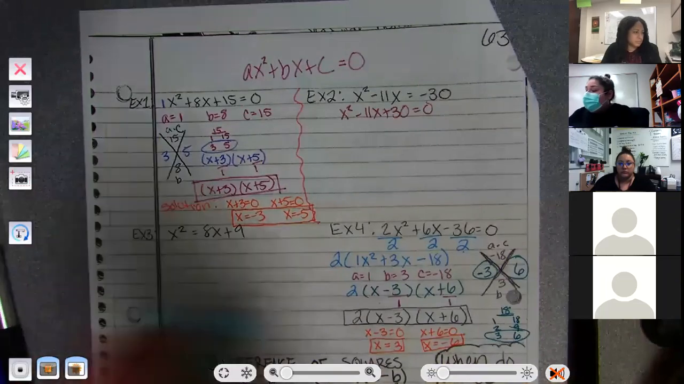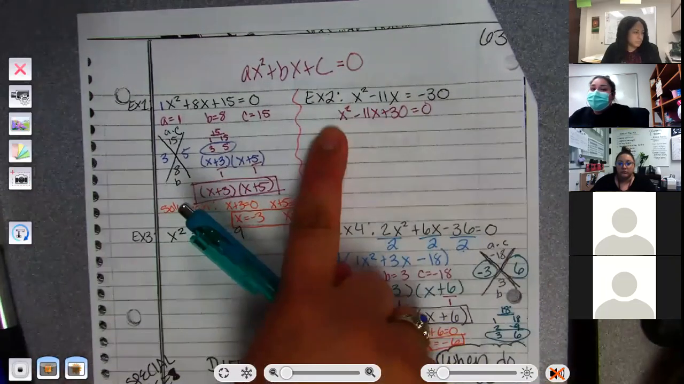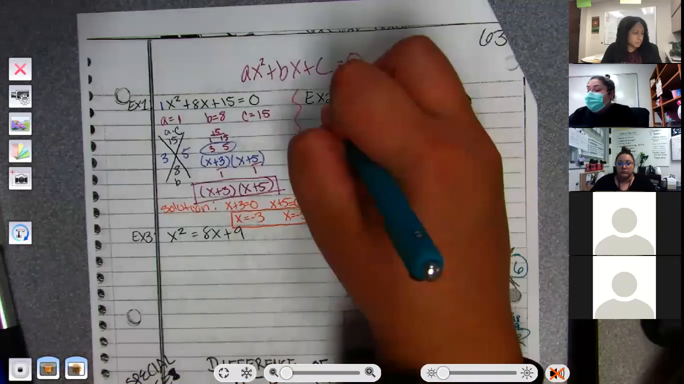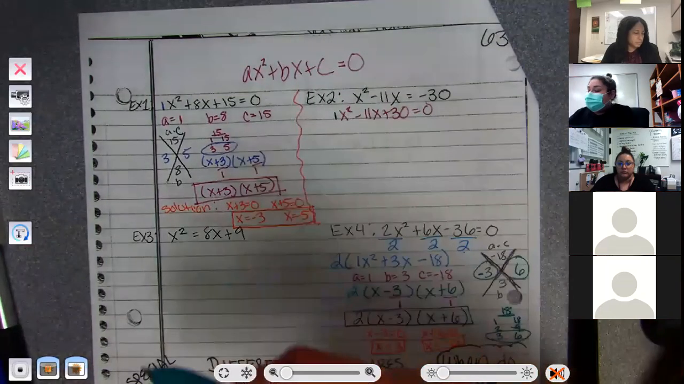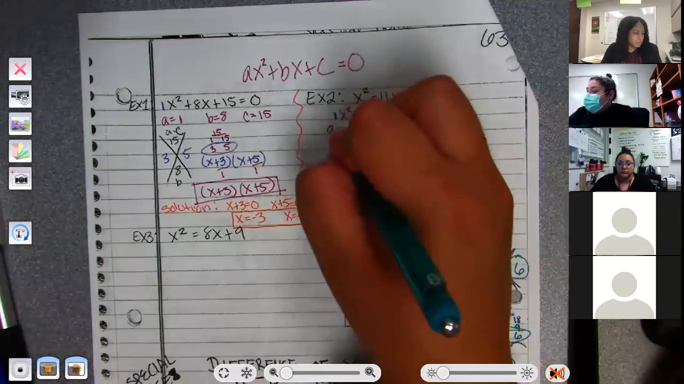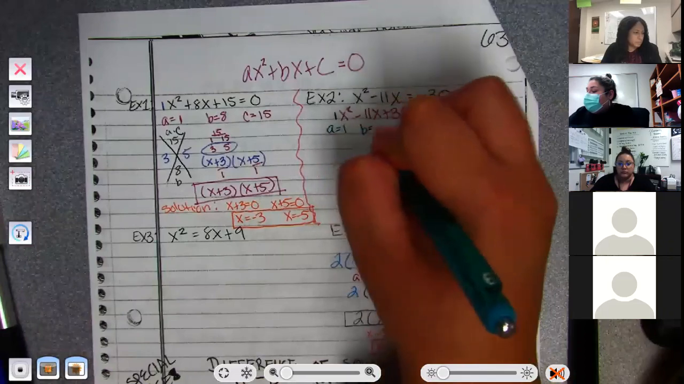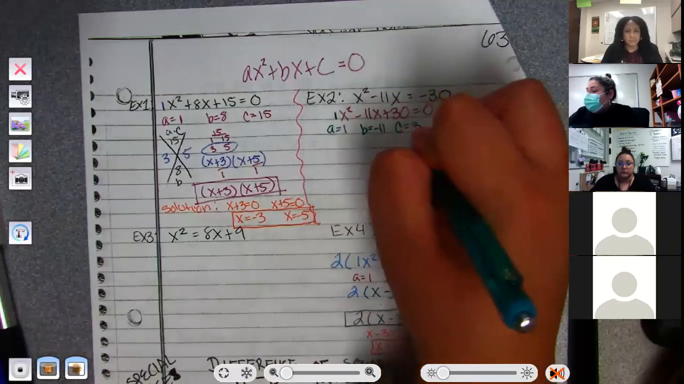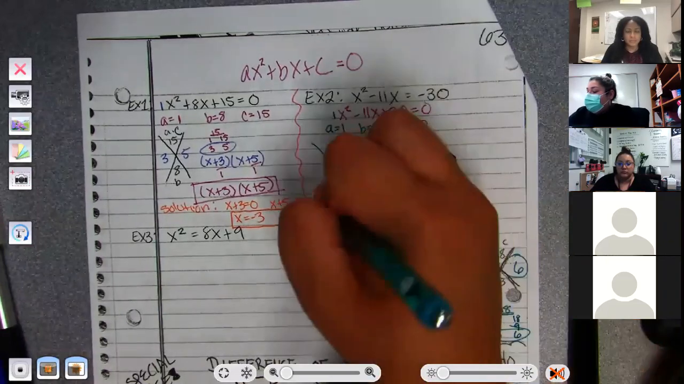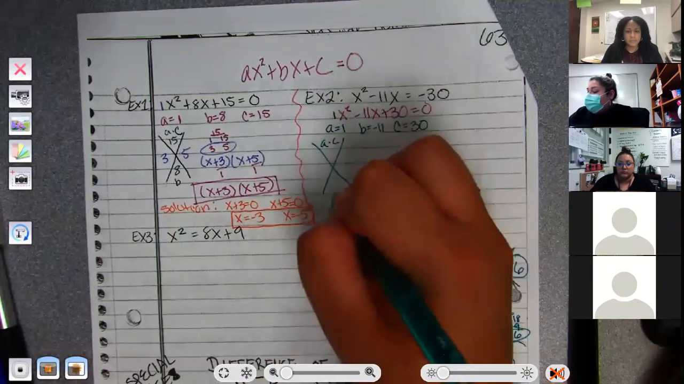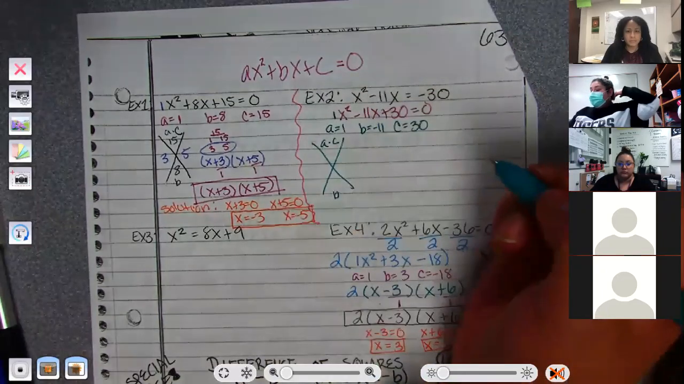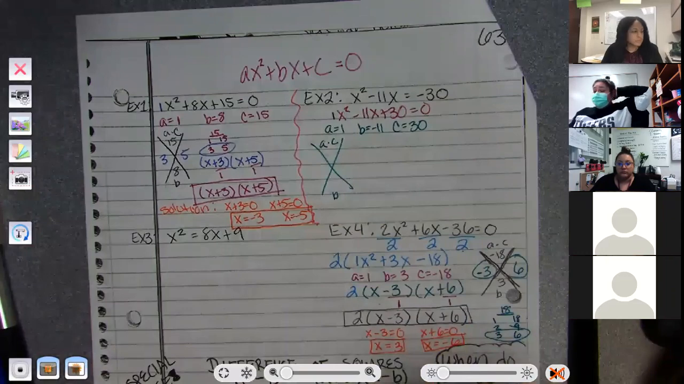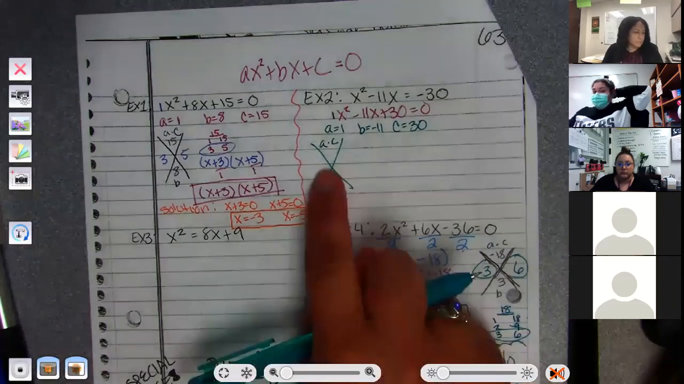Okay, now you should check for a greatest common factor, right? So this was a 1 right here, so we're not going to have anything to take out. So you have A equals 1, B equals -11, and C equals 30. So A times C was at the top and B was at the bottom. So on the top, Amy, what did you put on the top? What number would go here?